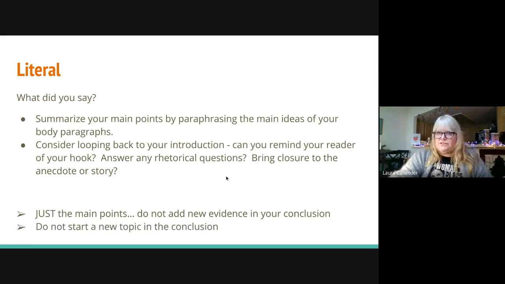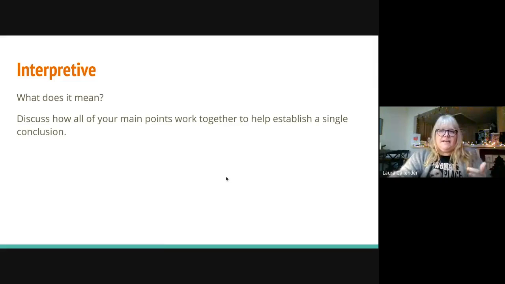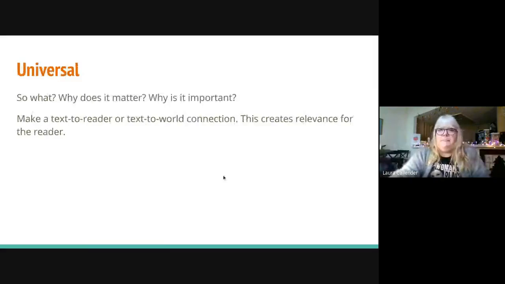So interpretive is really the answer to the question, how did those main points work together to help you conclude that that was the theme? How did the setting and the character and the symbolism all come together into one puzzle that helped me see the overall vision of the theme? And then the universal: why does it matter? Make it relevant for me. Oh, and that's the end.